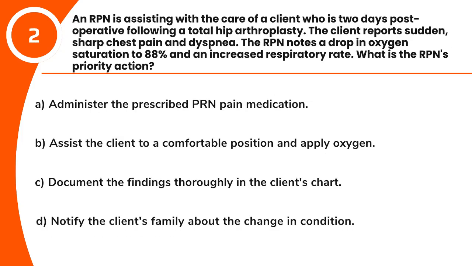An RPN is assisting with the care of a client who is 2 days post-operative following a total hip arthroplasty. The client reports sudden, sharp chest pain and dyspnea. The RPN notes a drop in oxygen saturation to 88% and an increased respiratory rate. What is the RPN's priority action?